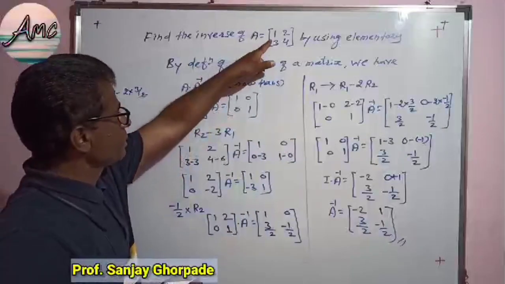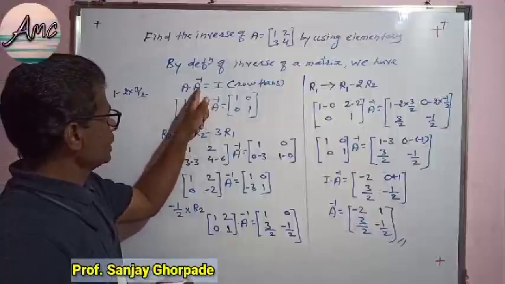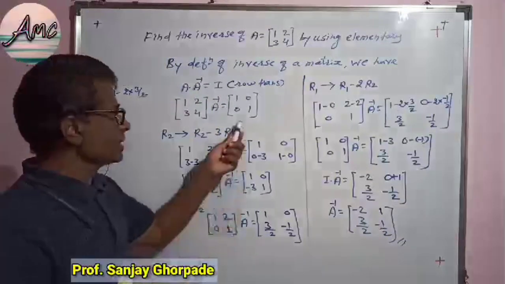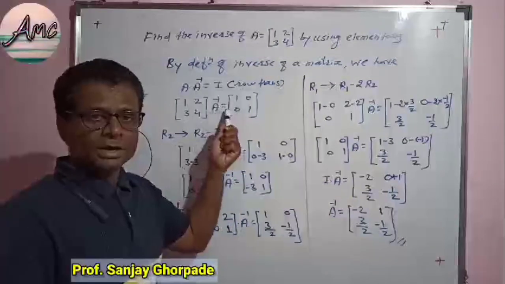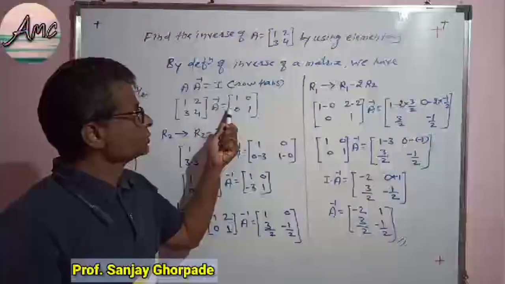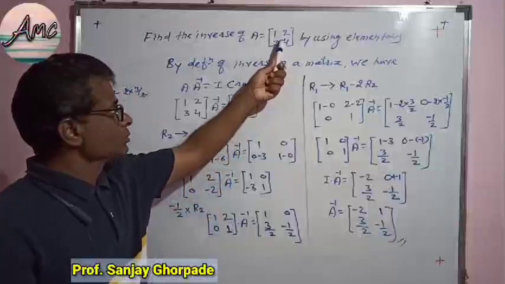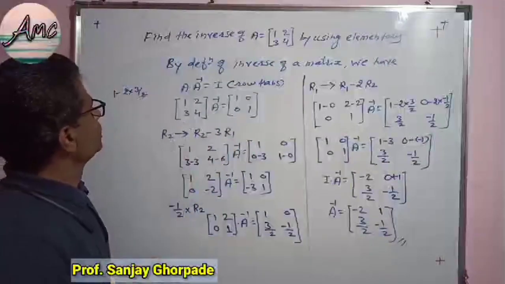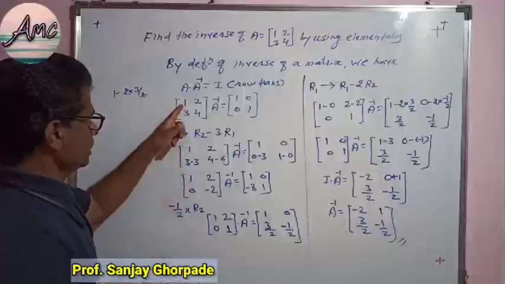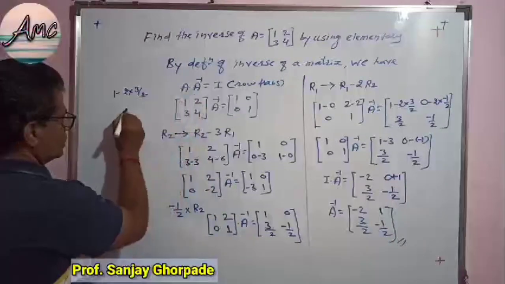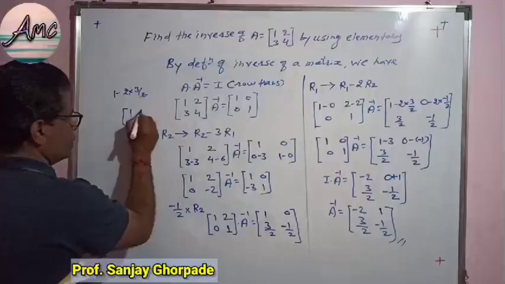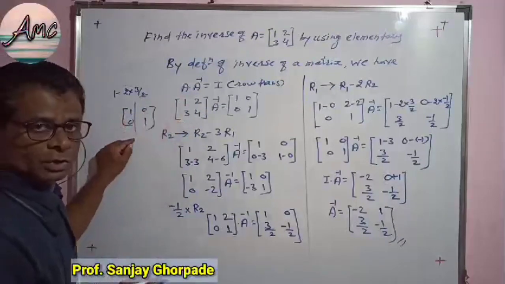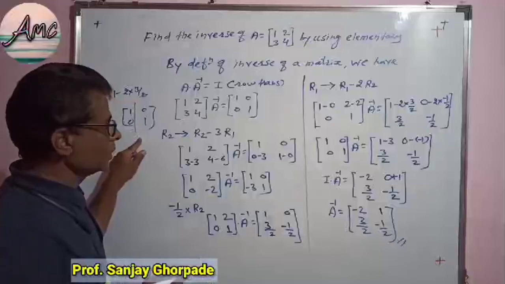What is A? A is the given matrix 1, 2, 3, 4. A into A inverse is equal to I. I is the identity matrix of the same order. Means I is the identity matrix whose order will be similar to that of the given matrix. So the given matrix is of second order. You have to take this as the second order only. So now in elementary row transformation, you have to convert this matrix as what? 1, 0, 0, 1. First, you have to make the first column as what? 1, 0.